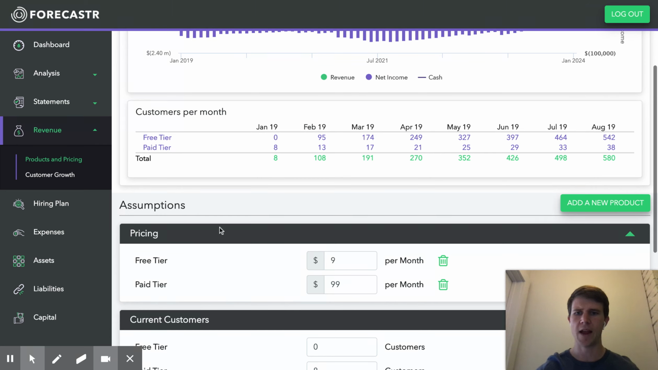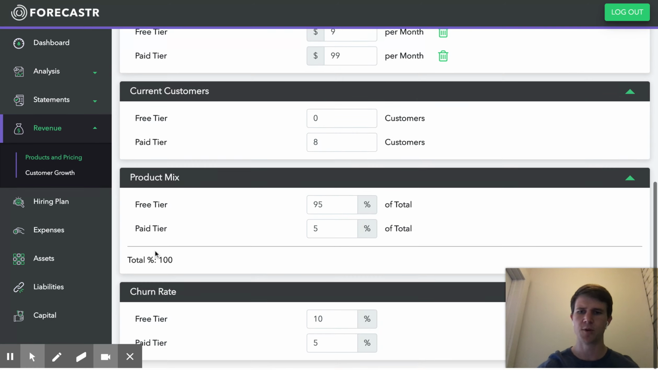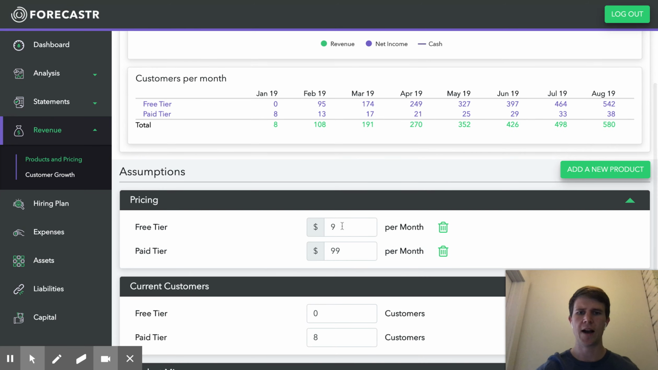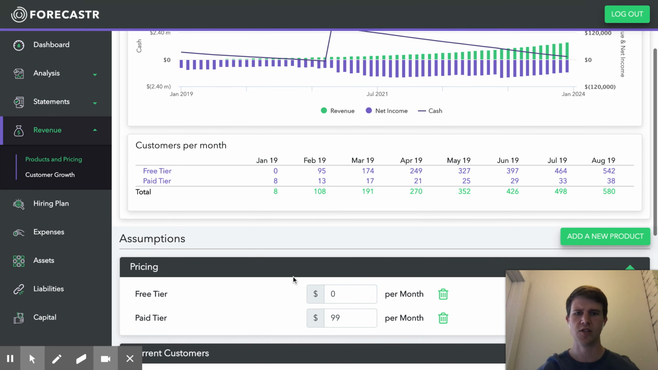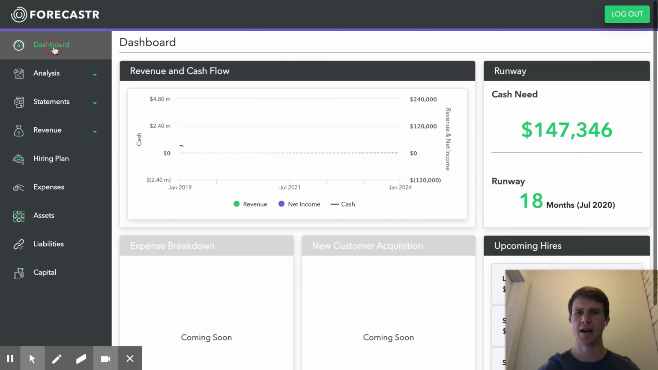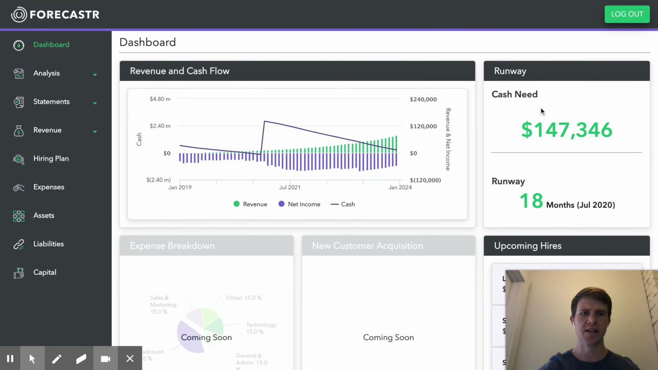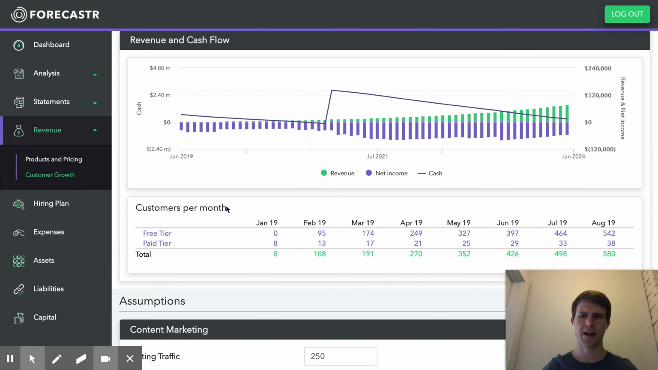So for example, we have some assumptions broken out for pricing, number of current customers, product mix, and churn rate. So I can quickly see that we're currently showing that the free tier is actually shown at a $9 price point. If I change this back down to 0 to make it a free tier, you can see what happens to cash. And if I go back to my dashboard, you can see that our cash need has gone up significantly. This was around 2,000. Now it's almost 150,000. And our runway changed as well. So there's a lot of interesting things you can do here as a founder whenever you're building out a forecast.